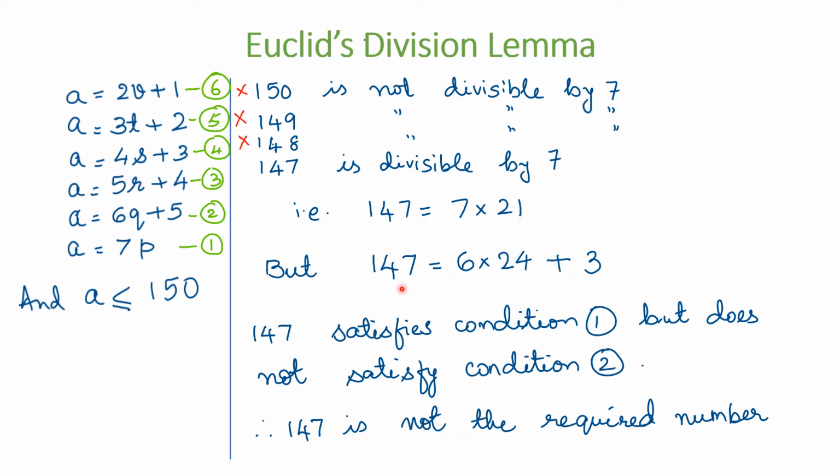But 147 is equal to 6 into 24 plus 3. But I want plus 5 over here, which implies that 147 satisfies condition 1 but does not satisfy condition 2. Therefore, 147 is not the required number A.